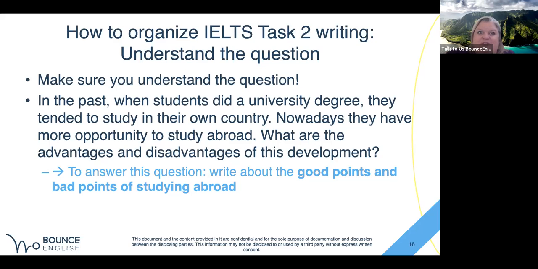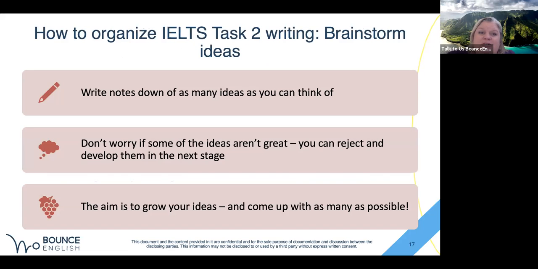Now we can do step two. Step two is to brainstorm ideas, okay? What you want to do is try and think of as many ideas as you can think of related to the question. So if I were faced with this question about the advantages and disadvantages of studying abroad, I would take a few minutes to just write down everything I could think of that was good and bad about studying abroad. It doesn't matter if you are writing it and you think, oh, this is actually a terrible idea, or this is silly. It doesn't matter.